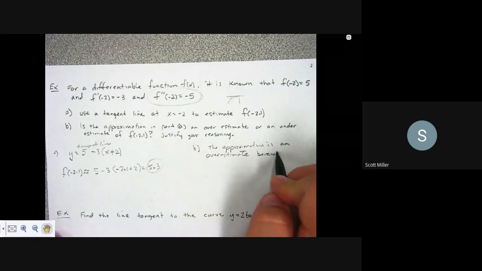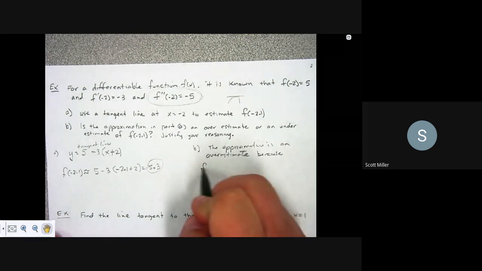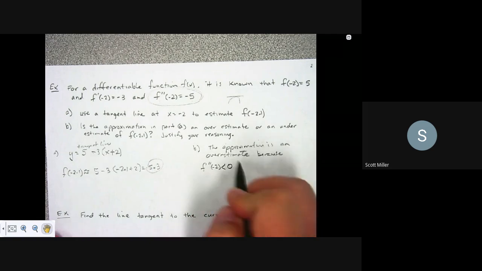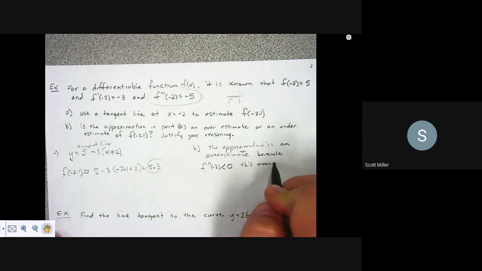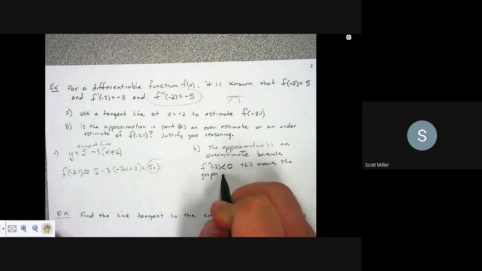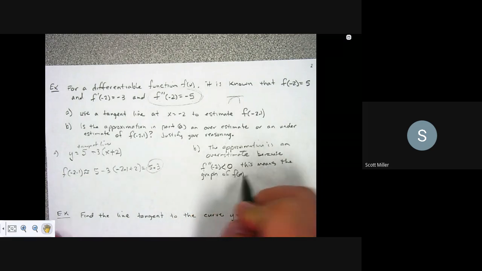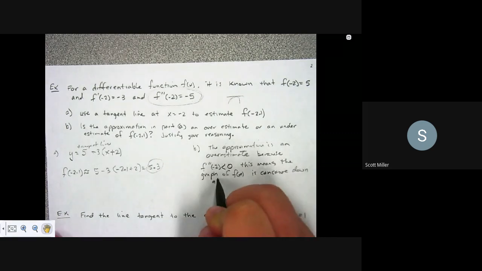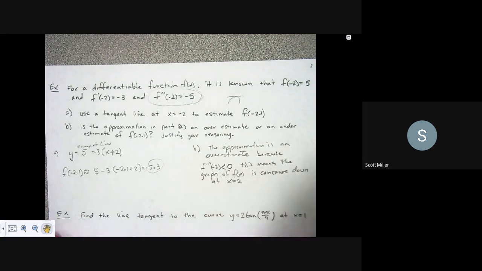because, always got to tell me why, f double prime at -2 is less than 0. What you're saying here is you're saying that it's negative. And this means the graph of f of x is concave down at x equals -2. And that is your reason behind how I know it's an overestimate. Okay?